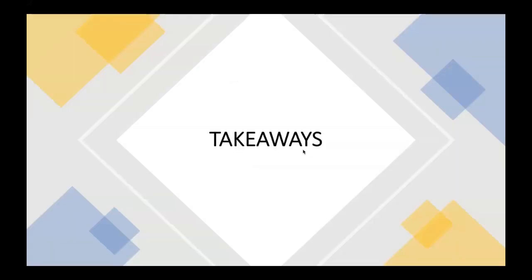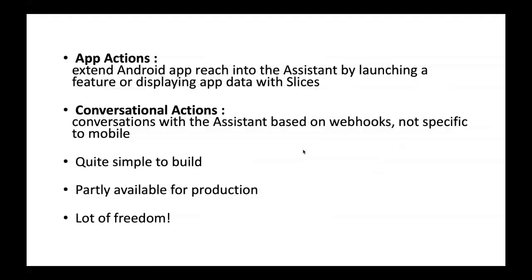A few takeaways. We have seen the app actions that enable you to extend your Android app reach into the assistant by launching a feature or displaying app data with slices. We've also seen the conversational actions, which are conversations with the assistant based on webhooks, and it's not specific to mobile. Also, it's fairly simple to build, but it seems kind of hard to get your action to production, especially for app actions. And most of all, it gives a lot of freedom with the cloud functions.